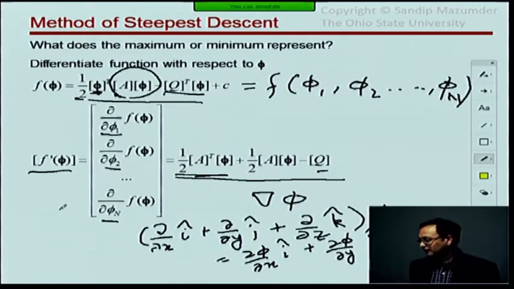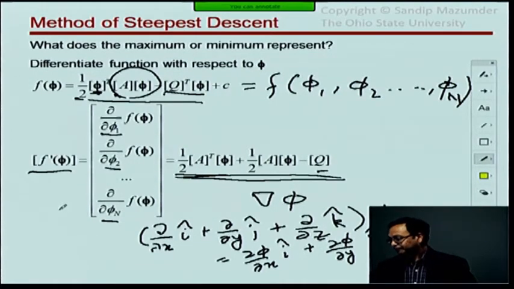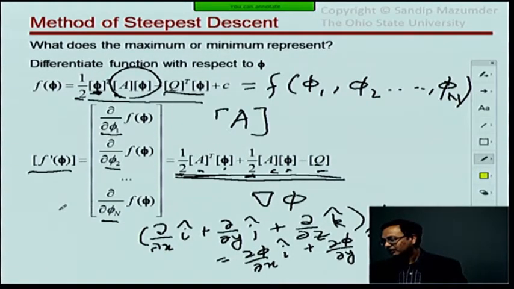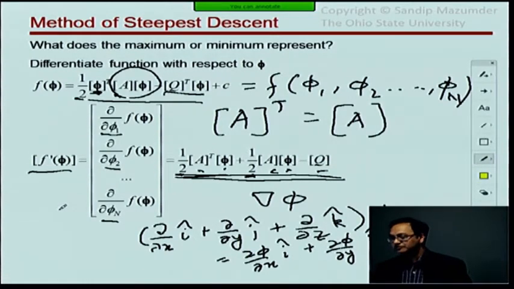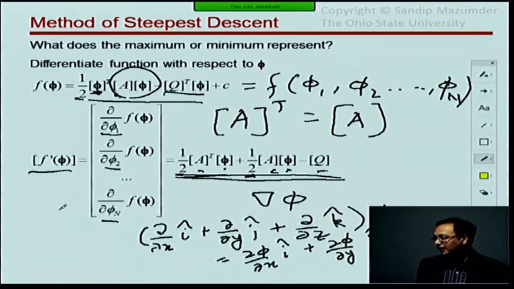Now you can see I have half A transpose times phi and then half A times phi. What if my matrix is symmetric? Then A transpose is equal to A. That's my definition of a symmetric matrix. And if that happens, the half and half will combine and I will simply get A phi. Right? I'll get A phi minus Q.